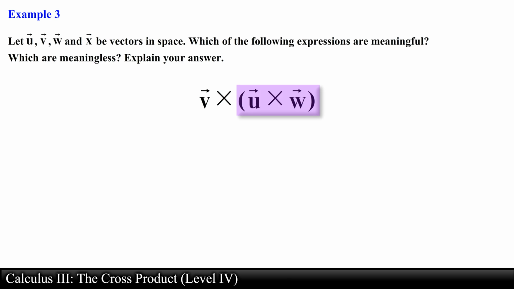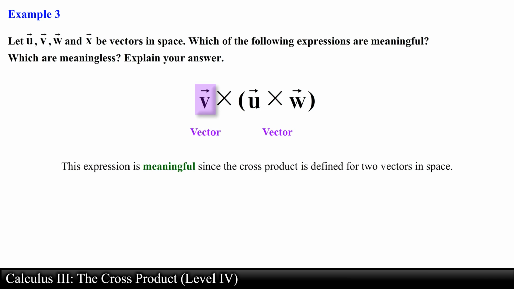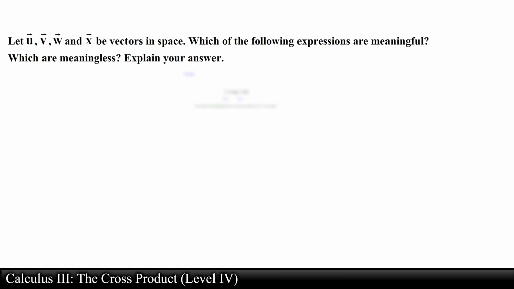The operation inside the parentheses is a cross product between two vectors, which produces a vector. This vector is then crossed with another vector, which will produce yet another vector. So this expression is meaningful. Let's move along to the next example.